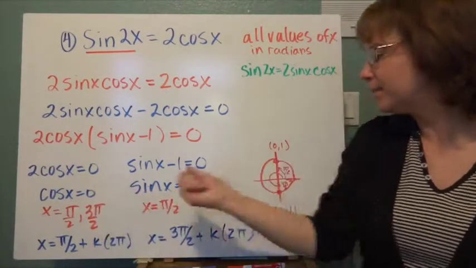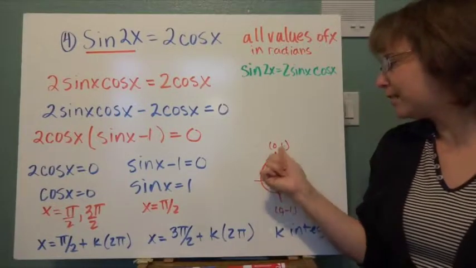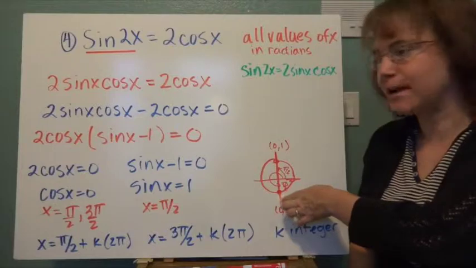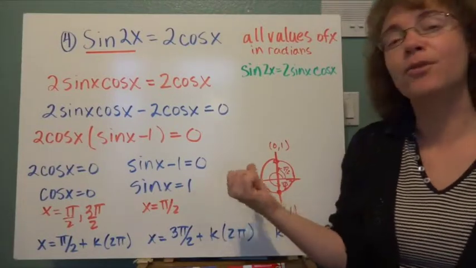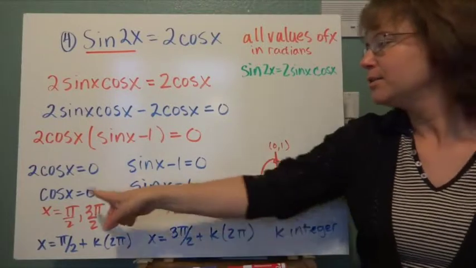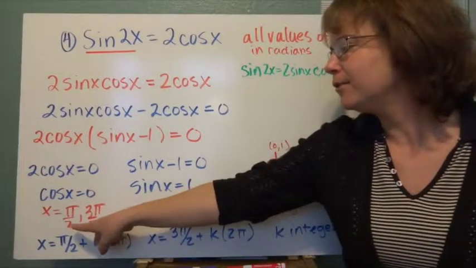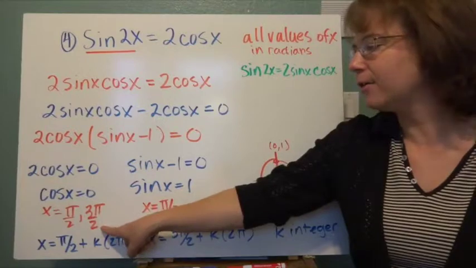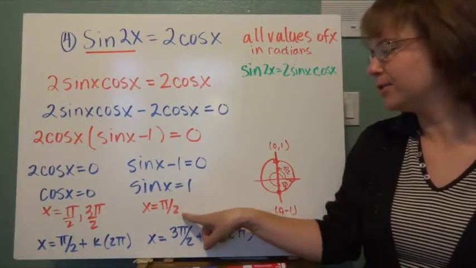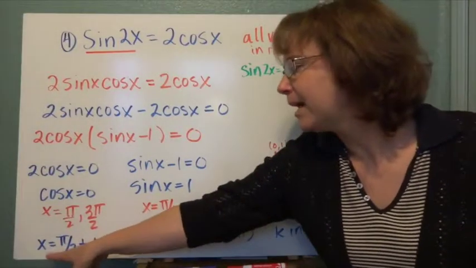So over here we have cosine of x equals 0 up here at pi over 2 and down here at 3 pi over 2. Sine of x equals 1 on one of those. So up here sine of x is equal to 1. So cosine of x equals 0 at pi over 2 and at 3 pi over 2. Sine of x equals 1 at pi over 2. So then I have here my x values.